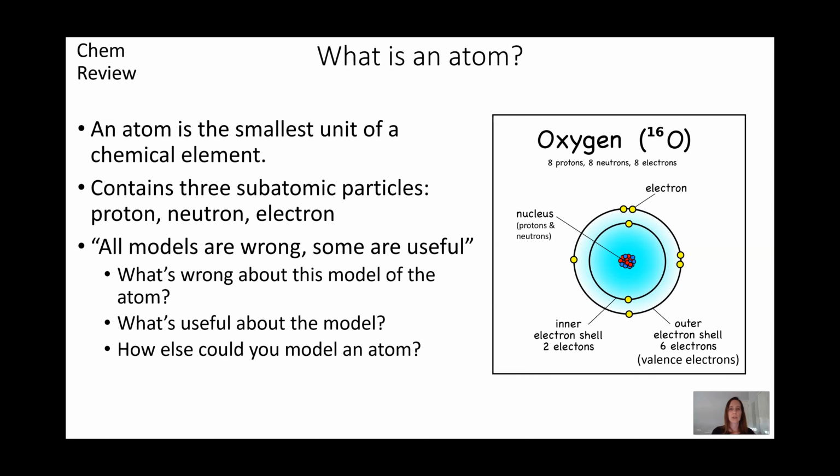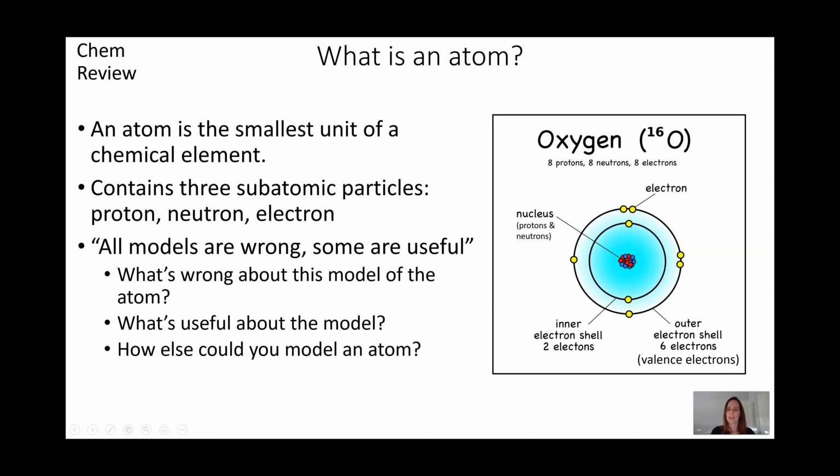So whenever you look at a model, whether it's a picture or a 3D model or a mathematical model, I want you to think about what's wrong with the model and also what's helpful about the model. So in this case, what's wrong about this model of an atom and what's useful about it? And also, how else could we model an atom?